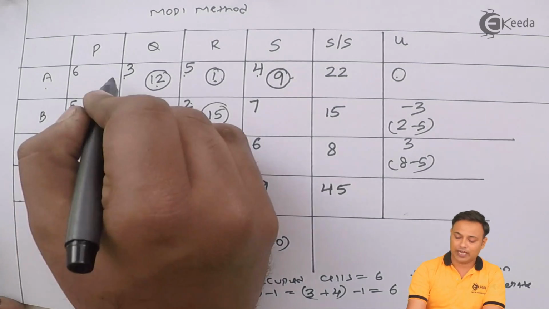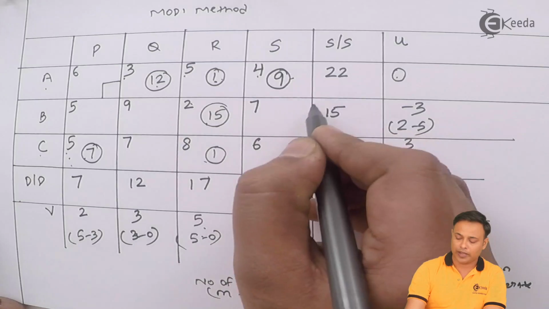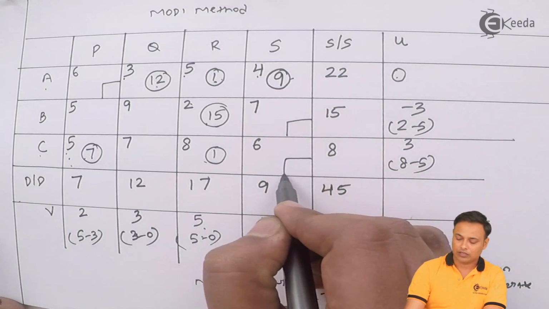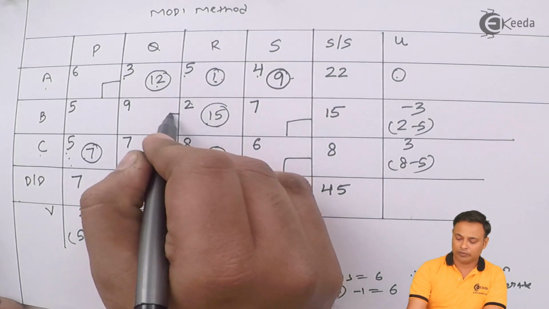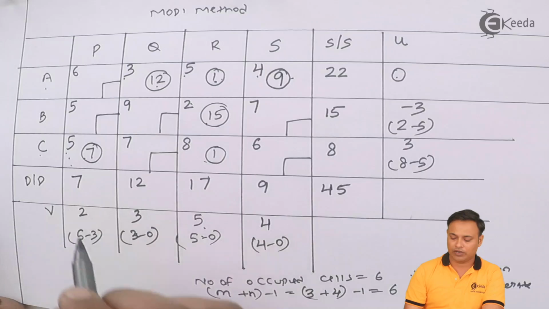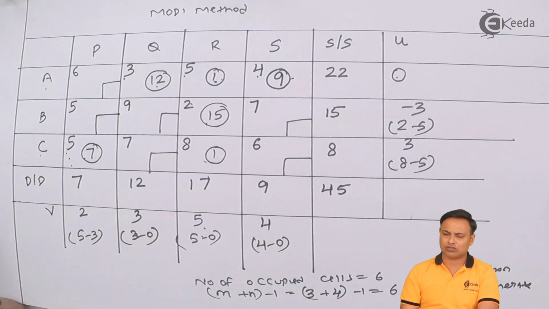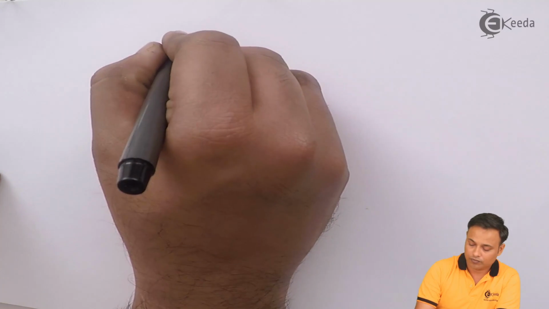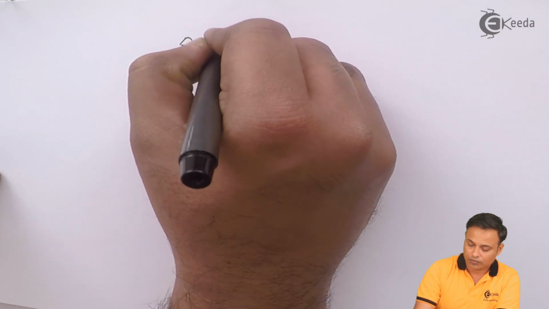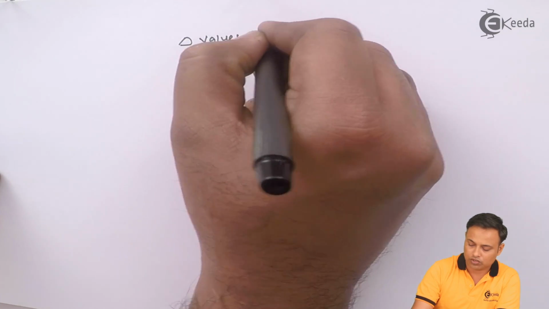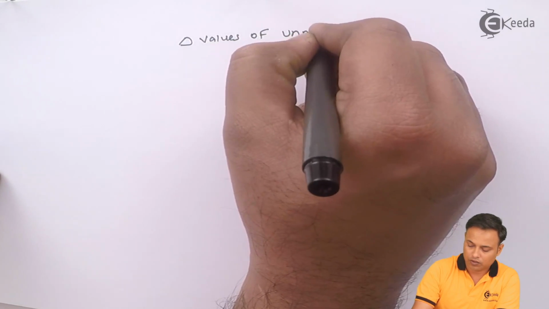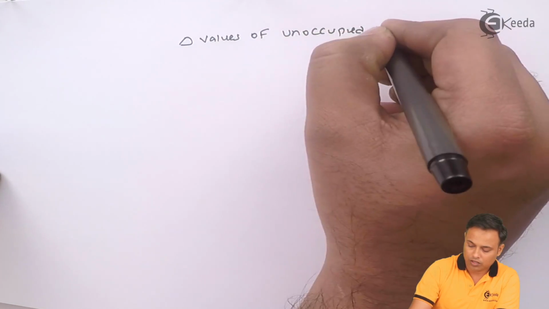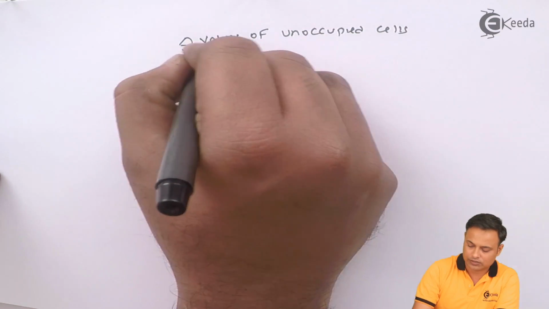the delta values for unoccupied cells. To get the optimality test, we need to calculate the delta values of unoccupied cells. Let's do it on my next page. Delta values of unoccupied cells.